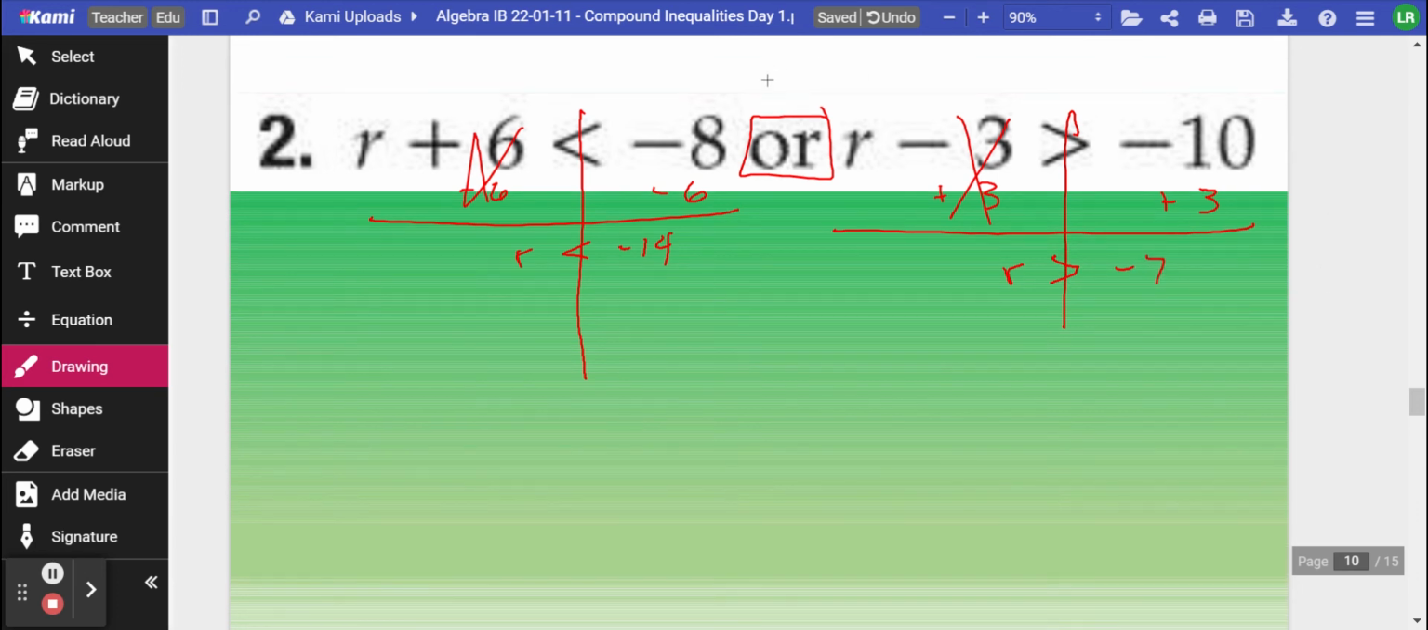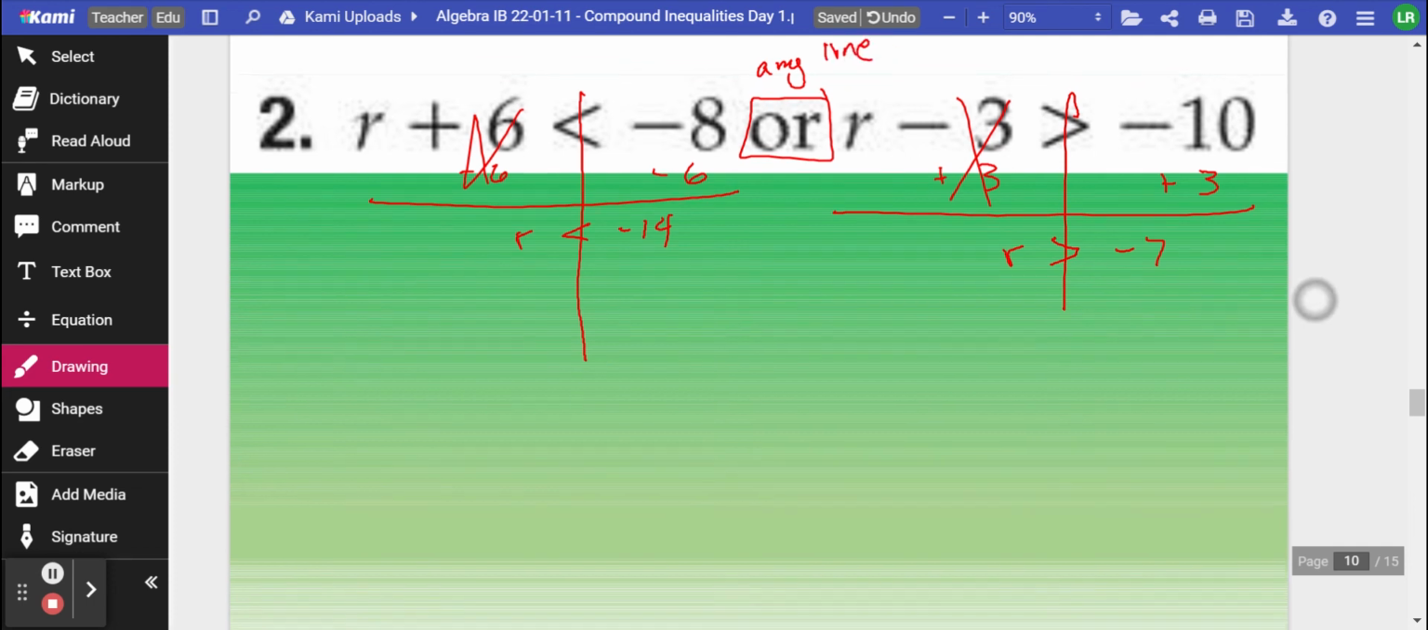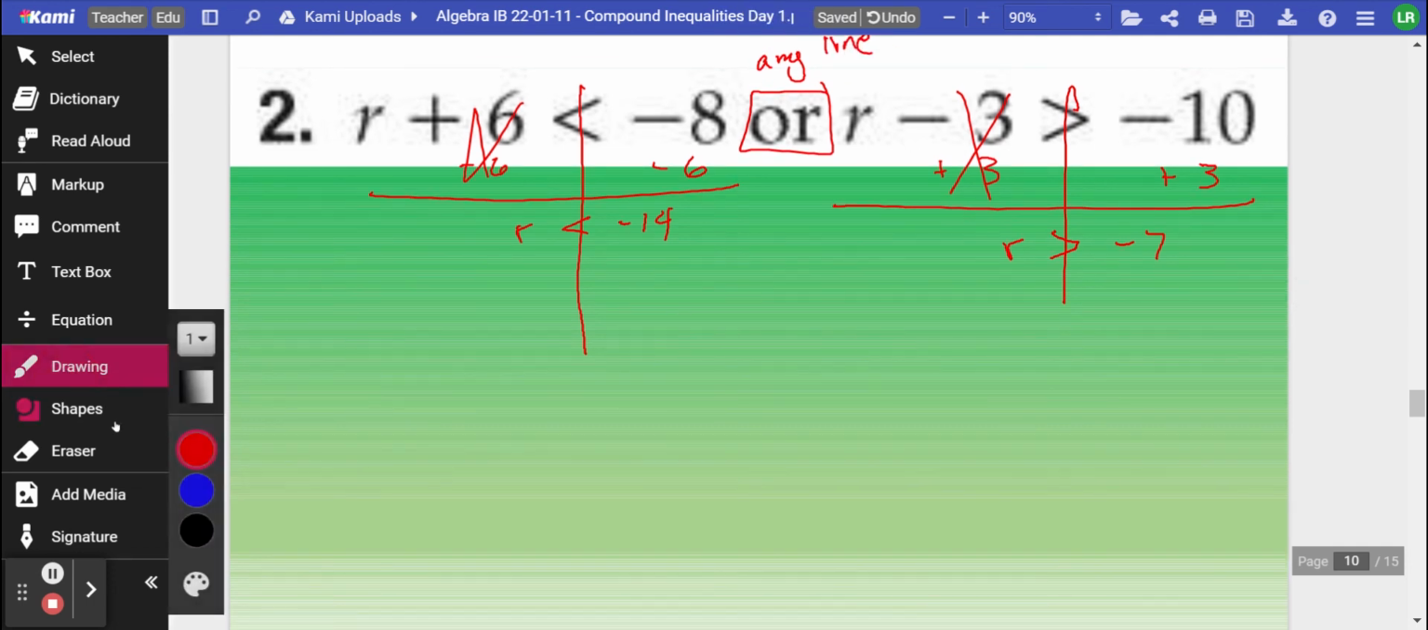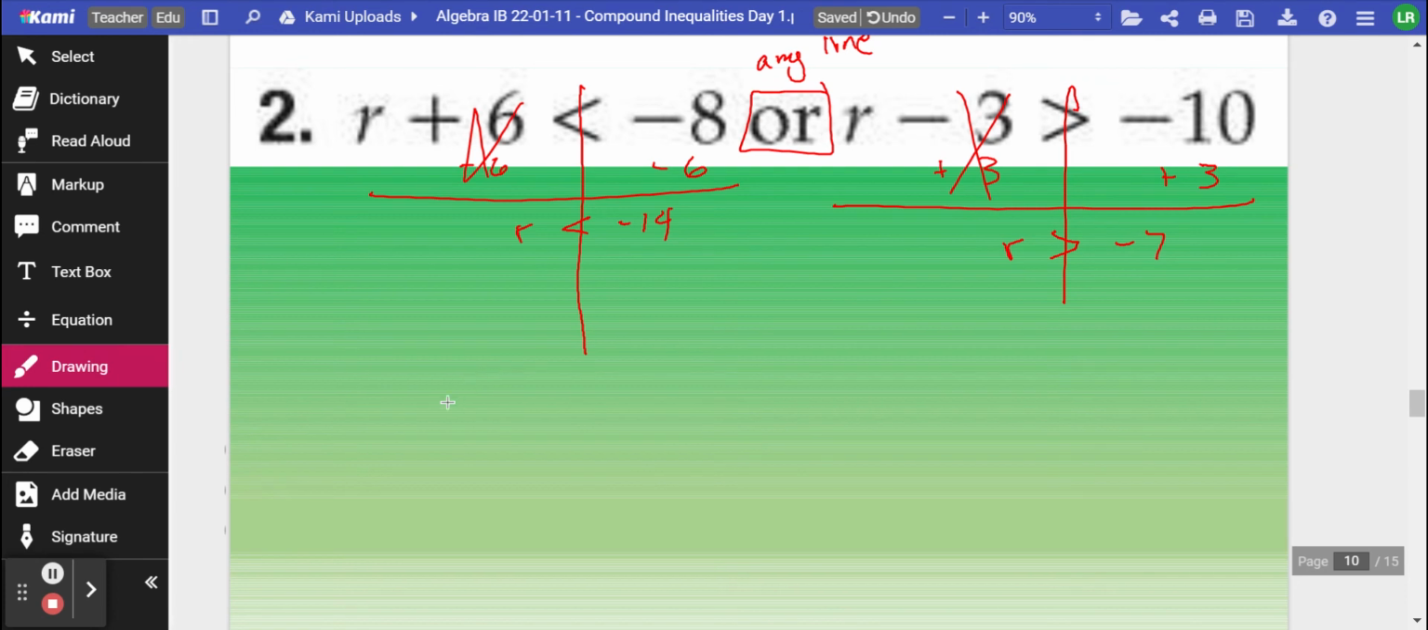Now, this is an or statement, so I'm going to shade where there's any line. Okay, it doesn't matter how many of them. I'm going to shade where there's any line. So let's draw my graph. Negative 14's here. Negative 7's here, and then 0's over here somewhere.